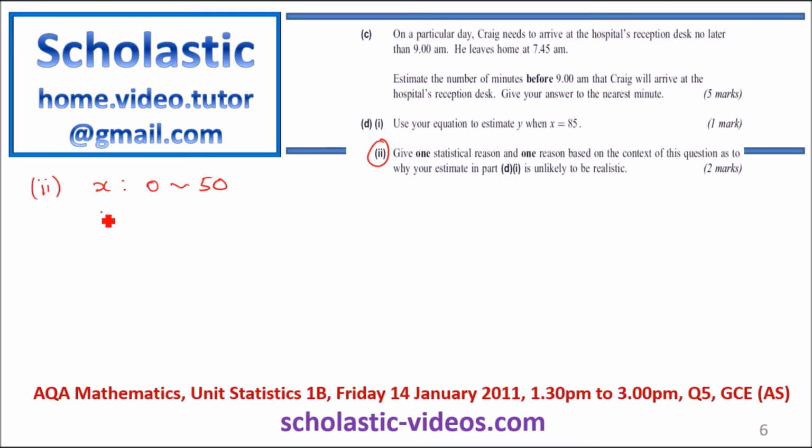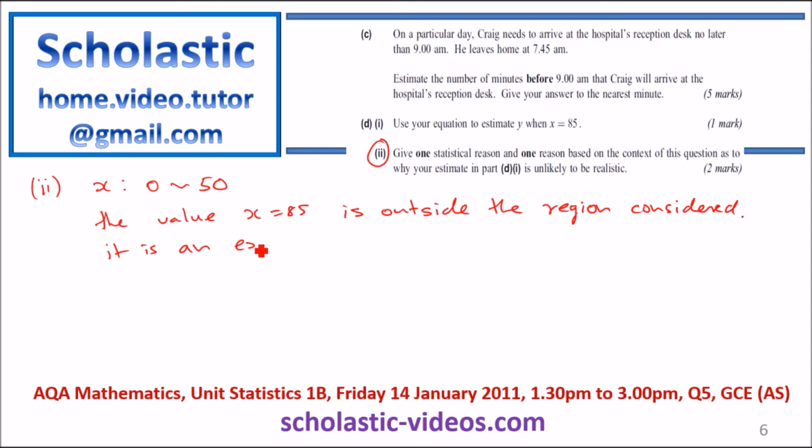The value x equal to 85 is outside the region considered. So basically, it is an extrapolation. Therefore it may not be accurate. So that is the reason 1.